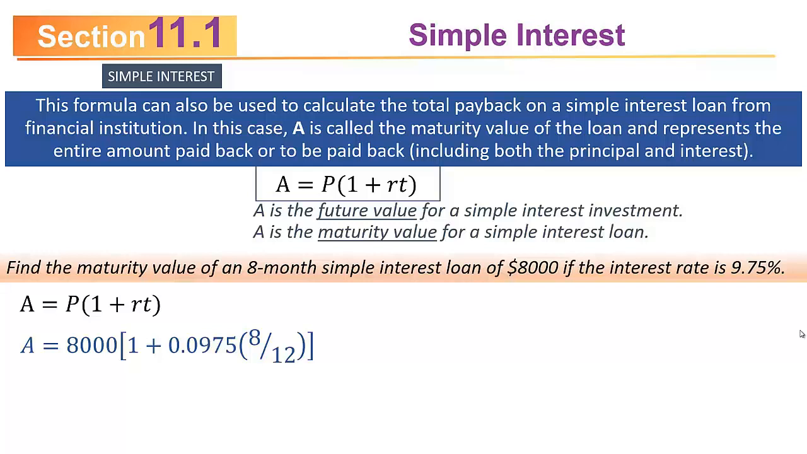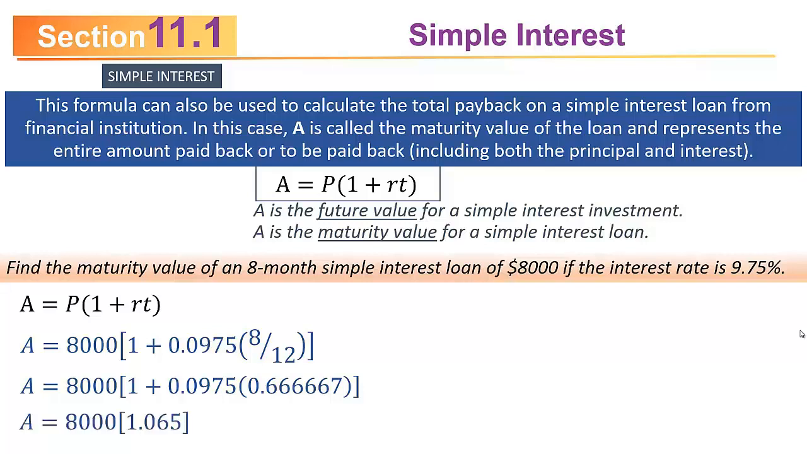0.0975. And you're doing it for 8 months, but the answer has to be in years, so you get 8/12 of a year. 8/12 is about 0.666667. If you multiply that by 0.0975 and add 1 to it, you get 1.065. And if you multiply that by 8,000, you get about $8,520. So the maturity value of an 8-month simple interest loan of $8,000 at an interest rate of 9.75% is $8,520.